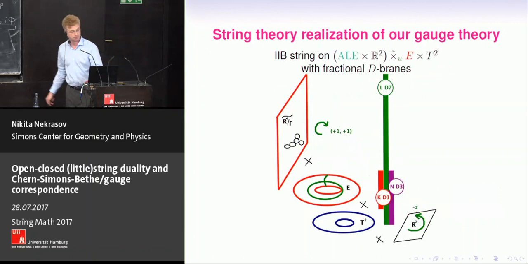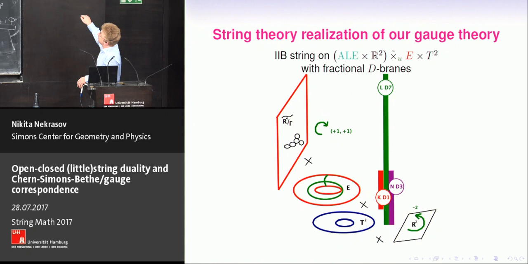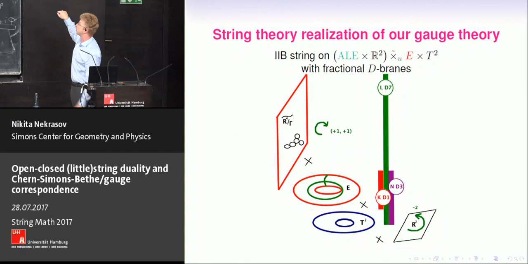And then we add fractional D-branes. So we have to add lots of D-branes. We add seven-branes, which will wrap the ALE space, the elliptic curve, and this two-torus. So it's an eight-dimensional world volume altogether. In order for this construction to work, you have to think of the elliptic curve to have a vanishingly small size. Otherwise, the back reaction of the seven-branes on the background will be too significant. So here, we neglect the back reaction.